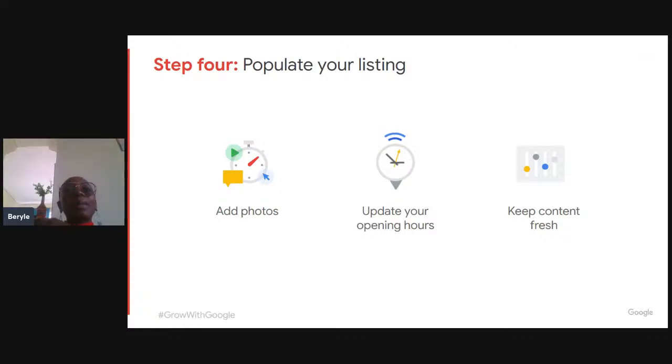And if there are other products or services that you're offering, you can also have photos of those on your profile. All right. So you can also have photos of your products and of a service that's being offered. You can have all those photos on your profile. All right. And make sure you update your opening hours. Keep your content fresh.